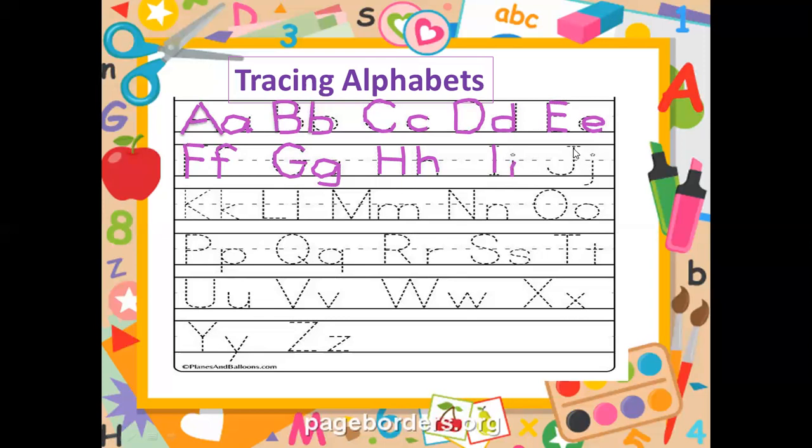Now J, how will you write the J? A standing line from top to the bottom, converting to a little curve in the opposite direction, just like this. And then at the top, put a small sleeping line.